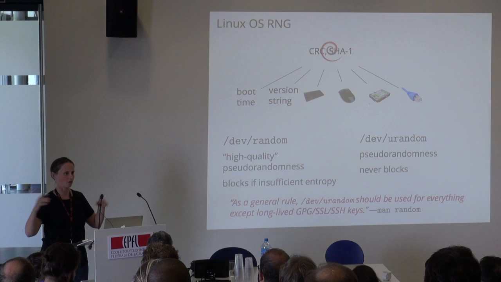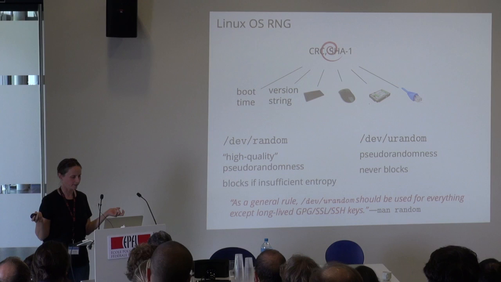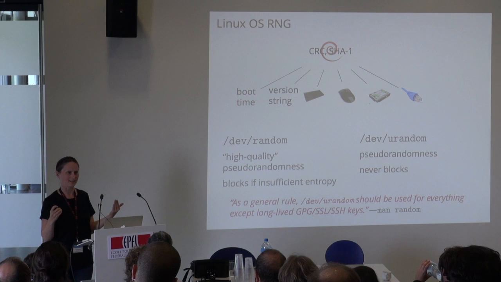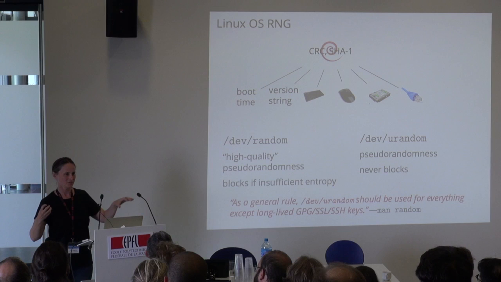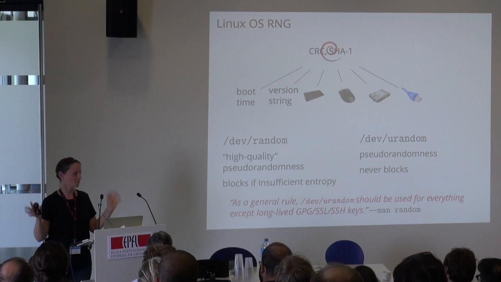And Linux actually offers two interfaces. There's /dev/random, which is supposed to be high quality pseudo-randomness. It will carefully keep a count of how much entropy it thinks has been added at any point in time, and if you try to request more entropy than has officially been added according to the count, it will block until it gets enough. This is supposed to guarantee some kind of high quality. Then there's /dev/urandom, which only promises pseudo-randomness and never blocks.